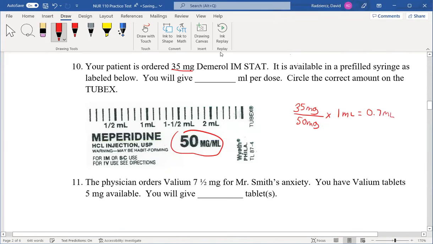0.7 milliliters, and then we would mark that on the syringe. So here's 0.5, 0.6, 0.7. And again, if they're telling you to mark something on a cup or a Tubex or syringe, you can almost guarantee that the answer will be on the Tubex, the cup, the syringe.